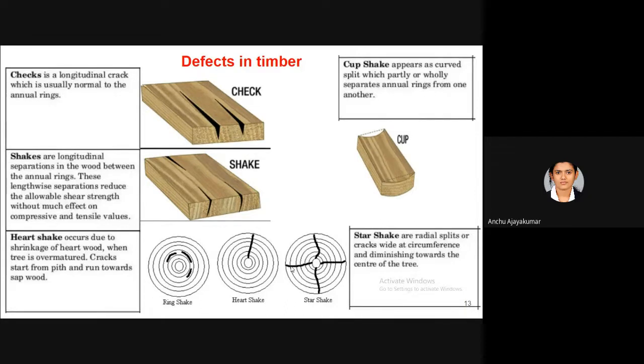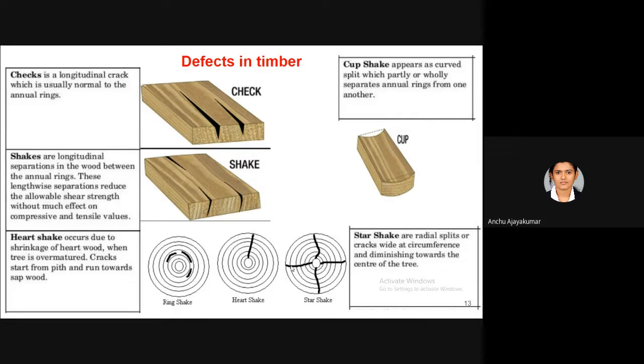That is the shake. So this shake as well as checks are both longitudinal cracks to the annual rings. Next is the hard shake. It occurred due to the shrinkage of hardwood. We know the hardwood portion is the main portion which we use for construction, where the tree is over matured. When the tree is getting over matured, the shrinkage of this hardwood portion occurs, and this crack starts from the pitch and runs out. That is called hard shake.